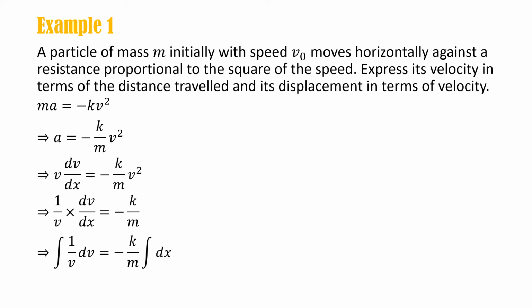So we've got the integral of 1 on v dv. Hopefully we recognize that that's just going to give us the natural log of v. And then negative k on m times the integral of dx. The integral of dx is basically the integral of 1 dx, so the integral of that is x. And then, don't forget, a constant of integration.